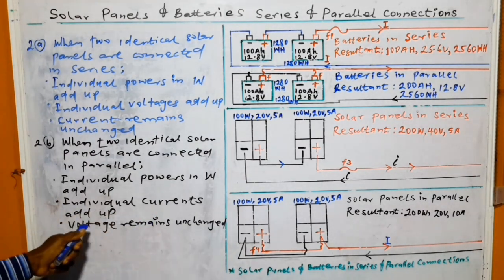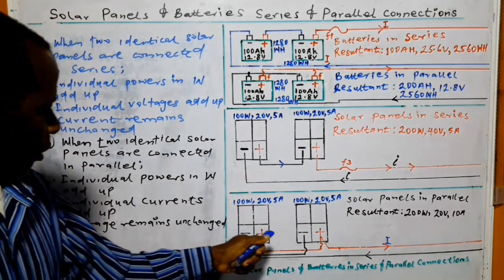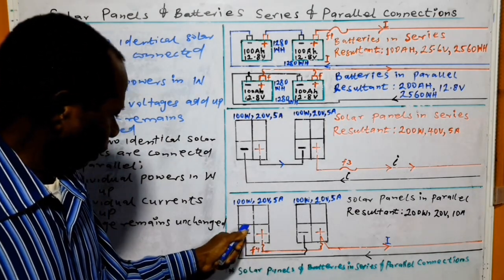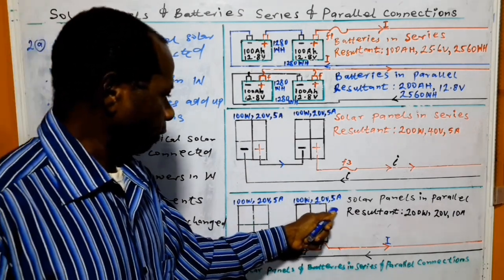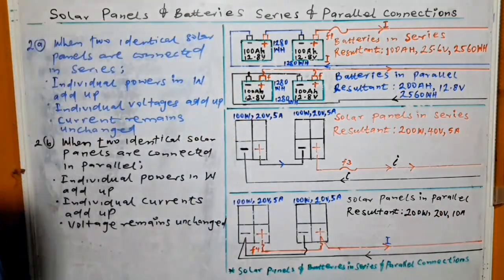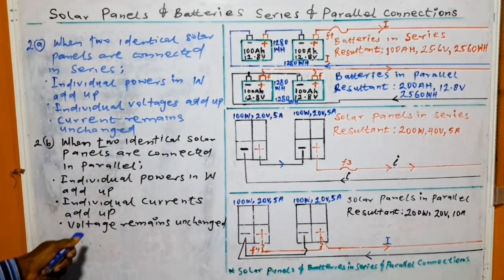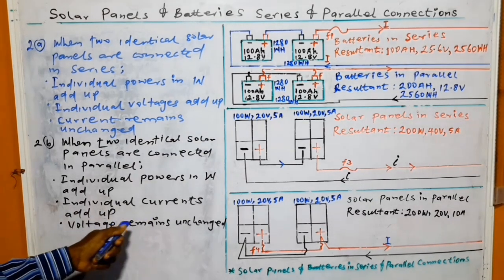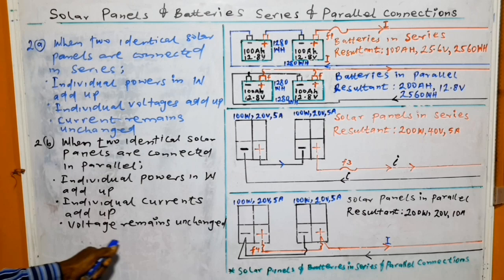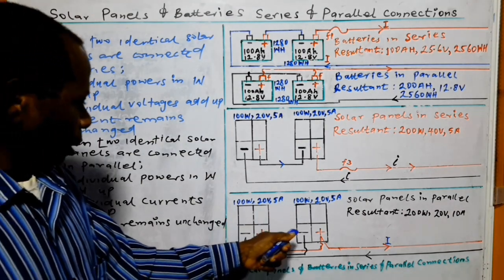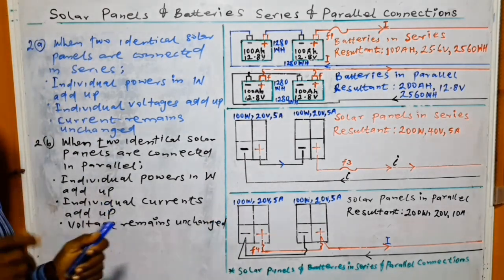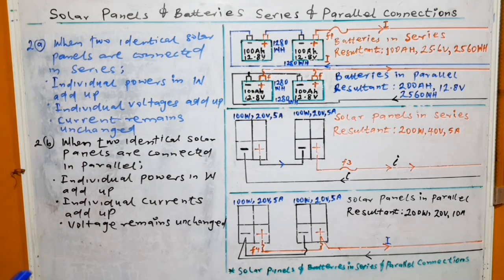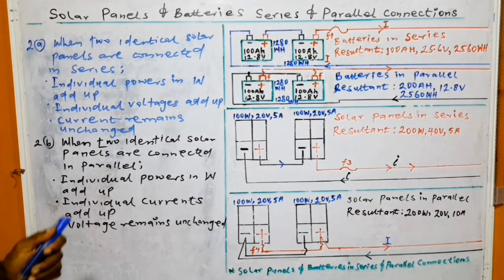Individual currents add up. The current of this one will add up to the current of this one. 5 amp plus 5 amp will give us 10 ampere. Individual currents add up, we have done that one. Then voltage remains unchanged. Since the two are in parallel, it is the same voltage that will be across them, so the voltage does not change.